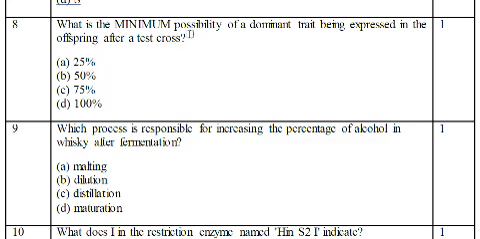What is the minimum possibility of a dominant trait being expressed in the offspring after a test cross? A test cross is to find out the unknown genotype of a dominant trait. If it is a dominant trait, it will be capital T, capital T, or capital T, small t for the trait height. So when you are going to cross it with its recessive trait, that is small t, the minimum chance will be 50%.